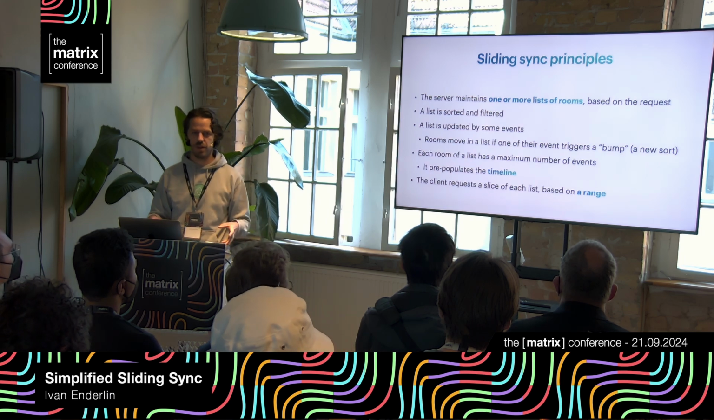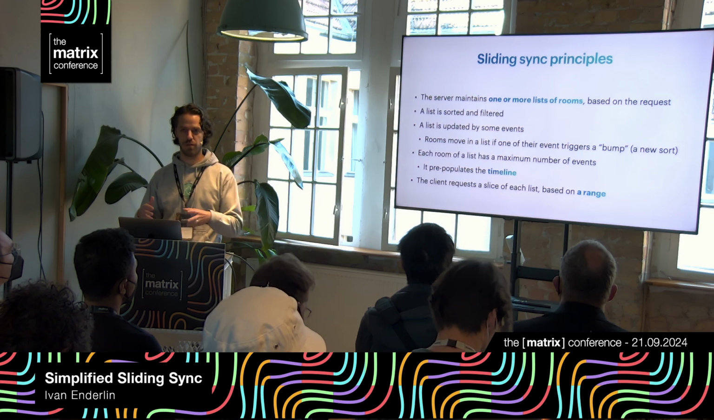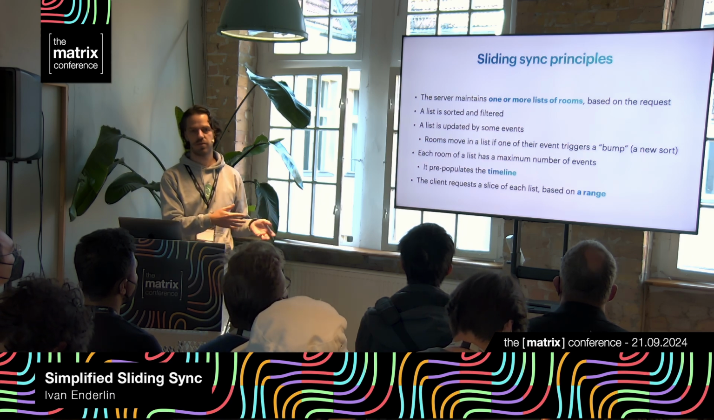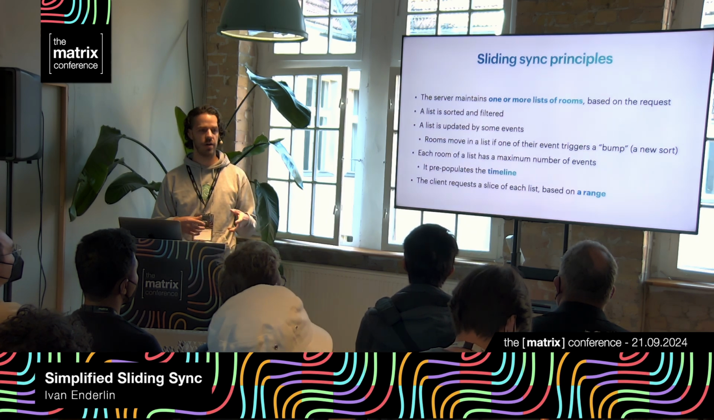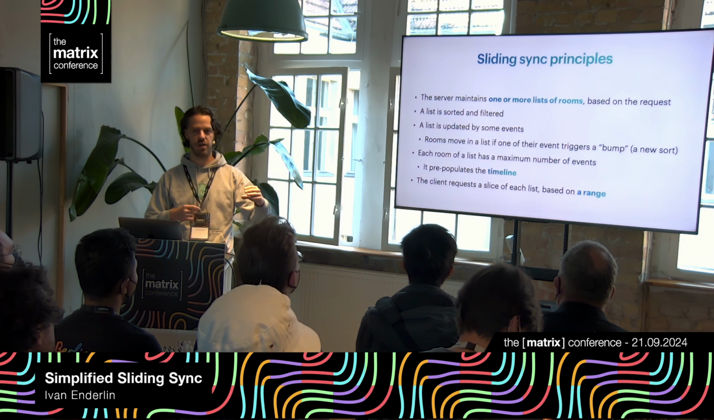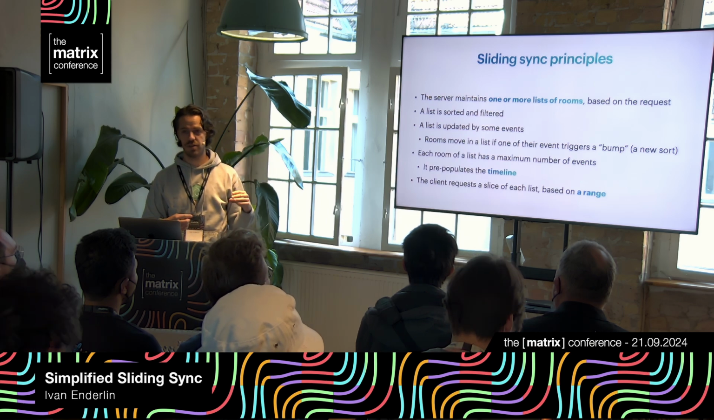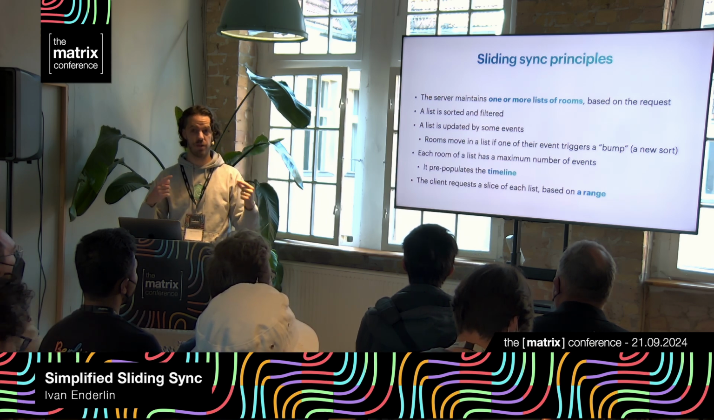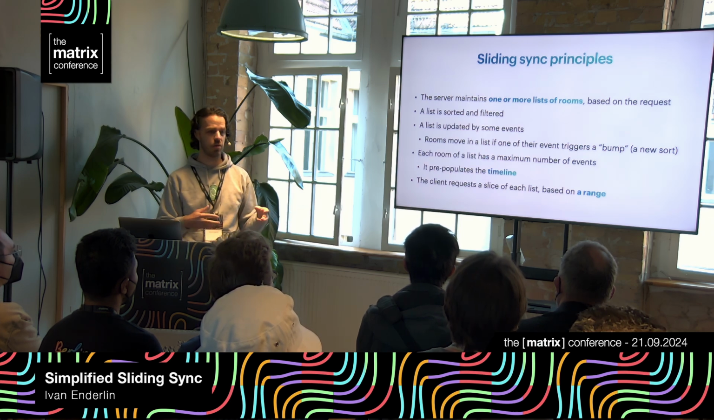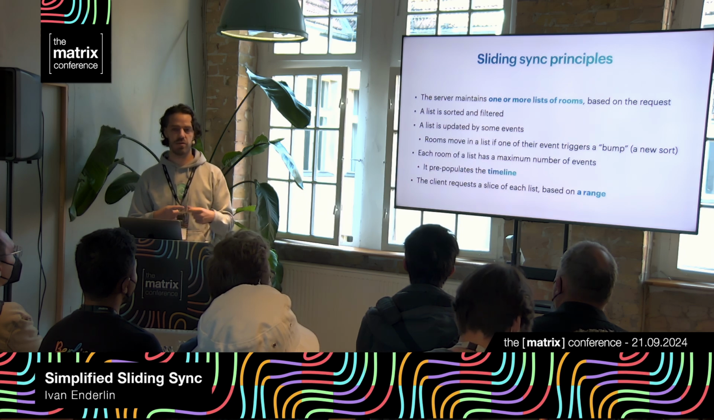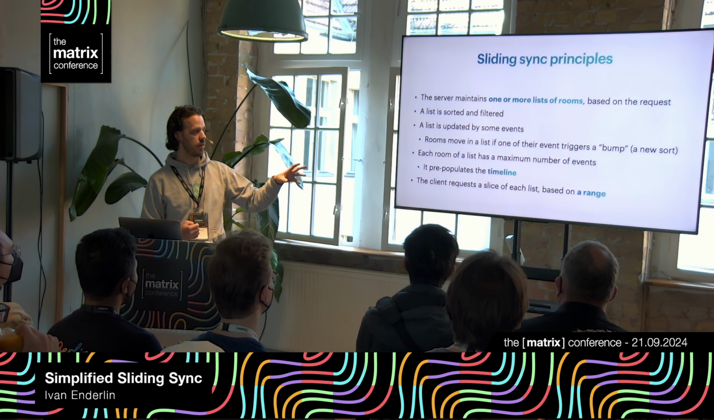So sliding sync principles. I don't know if you're all familiar with it, so let's start with the basic principles. The server maintains one or more lists of rooms, depending on the request. A list of rooms is sorted and filtered, and a list is updated by some event. So maybe you have a room somewhere in your list, and you are interested in some events, so the room is going to bump to the top of the list. But you are not interested in all events, so you have to filter those events. And each room of a list has a maximum number of events. This is what we call the timeline limit. So do we want to load 1 event, 20 events, or more? This is flexible. And the client requests a slice of a list.